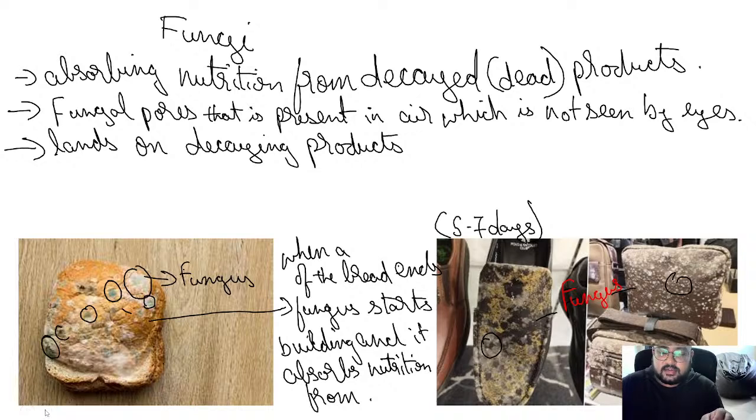I started with the example of fungus because this is a saprotroph. You can see the presence of fungus on leather products and clothes during the rainy season. During the rainy season, this fungus spoils everything.